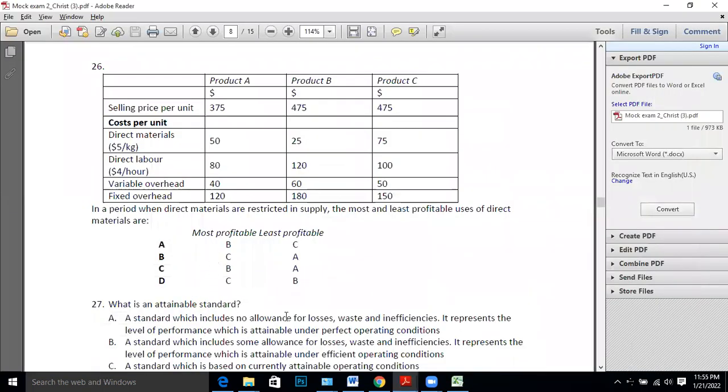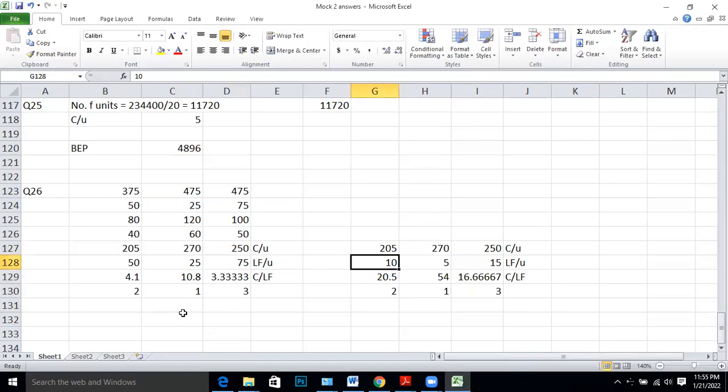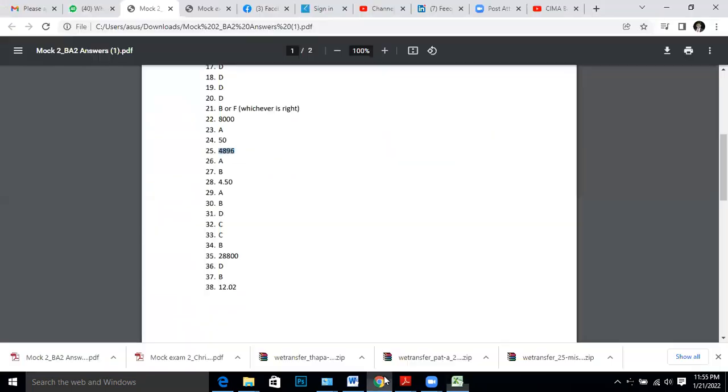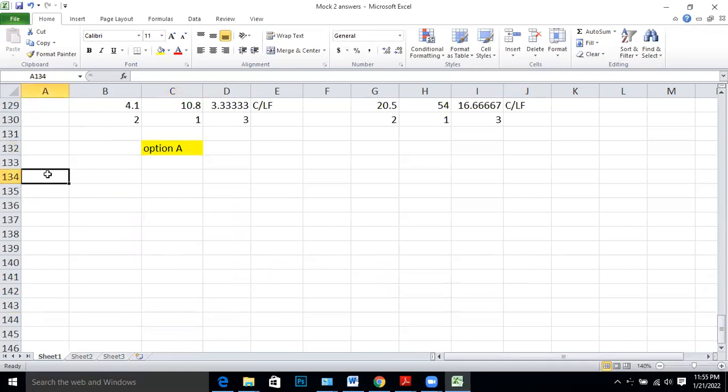B and C. Option A is right. Question 26, check that option A. Option A is right.